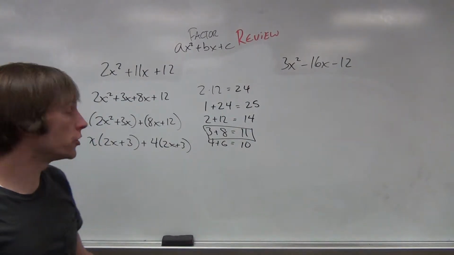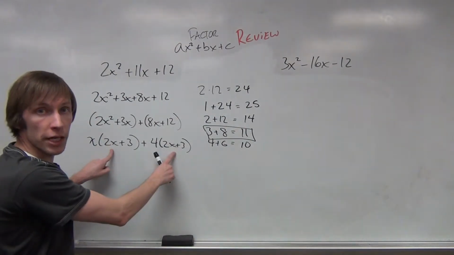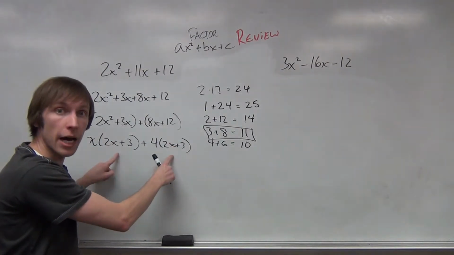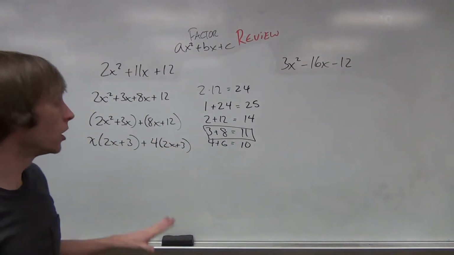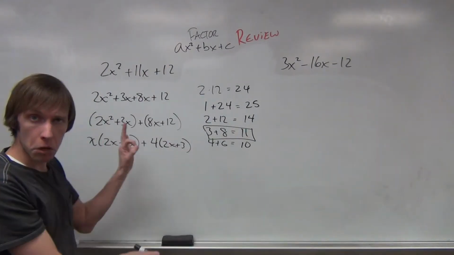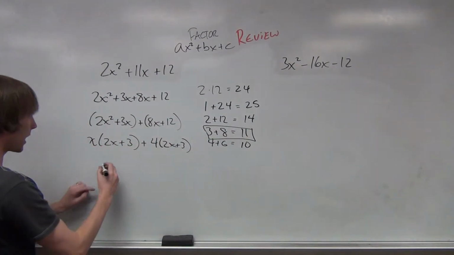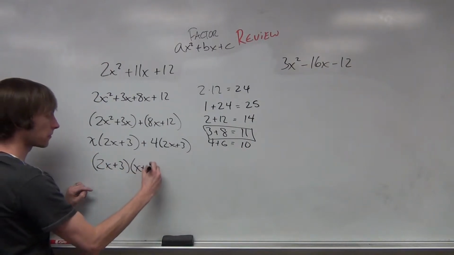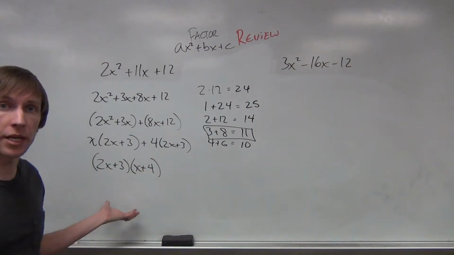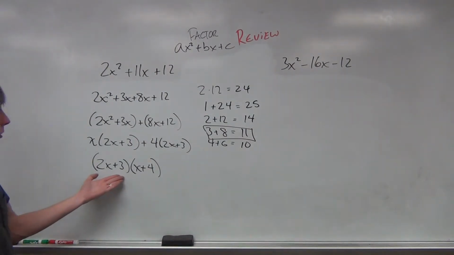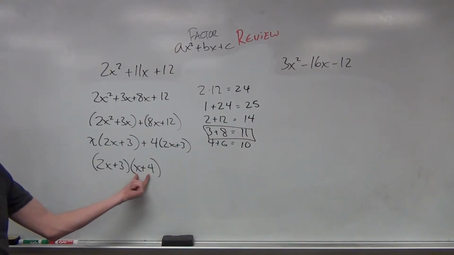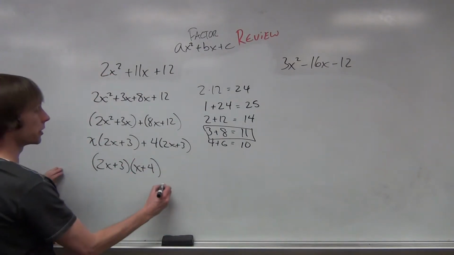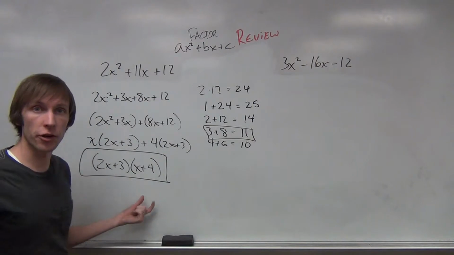It's very important to note that these expressions listed parenthetically are the same. If they're not the same, then we messed something up somewhere. So as long as these are the same, we're probably doing a good job. Now let's factor that out. And this should be our factored form. 2x plus 3 multiplied by x plus 4. If we were to multiply that out, it should give us this expression right here. This is our factored form.